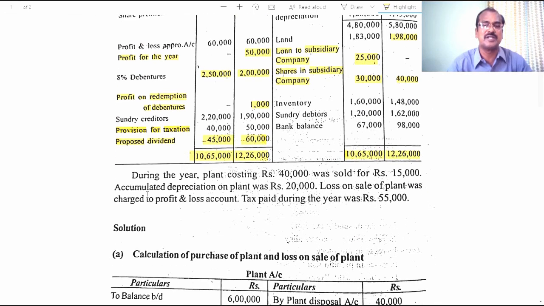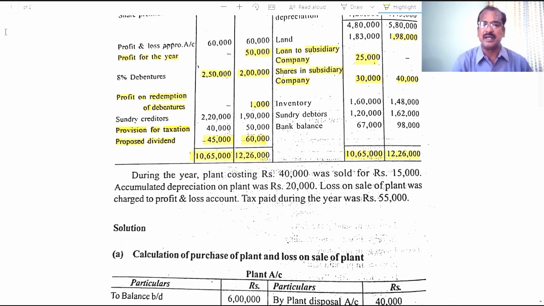Let's go through the additional information. During the year, plant costing 40,000 rupees was sold for 15,000. Accumulated depreciation on plant was 20,000 rupees. It means that for a plant costing 40,000 rupees, accumulated depreciation of 20,000 rupees is there. Therefore, the book value of the plant sold should be 20,000. It is sold for 15,000. Hence, they have incurred a loss of 5,000 rupees in the sale transaction of the plant. Loss on sale of plant was charged to the profit and loss account. That's a normal procedure that has taken place here also.